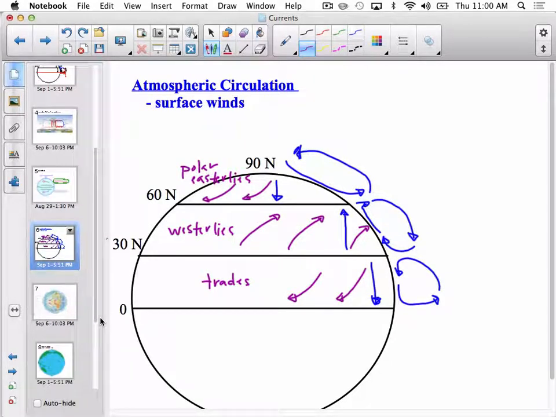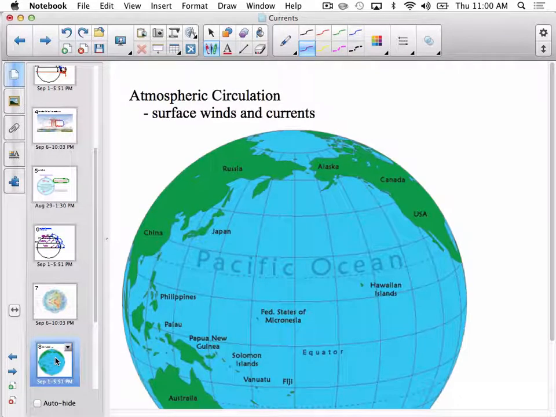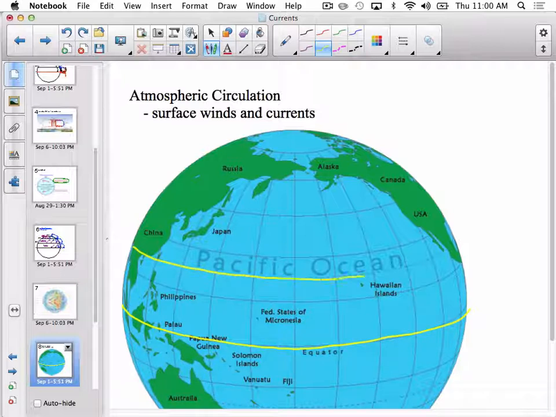Now we can finally start talking about surface currents. So before I draw surface currents on this map, I'm just going to locate our major lines of latitude to orient you. So here's the equator. I'm highlighting it in yellow. And here is 30 degrees north. And 60 degrees, I think, runs right around here. And then we have 90 at the pole, 90 degrees north. Again, I'm just focusing on the northern hemisphere, but the same rules apply in the southern hemisphere.